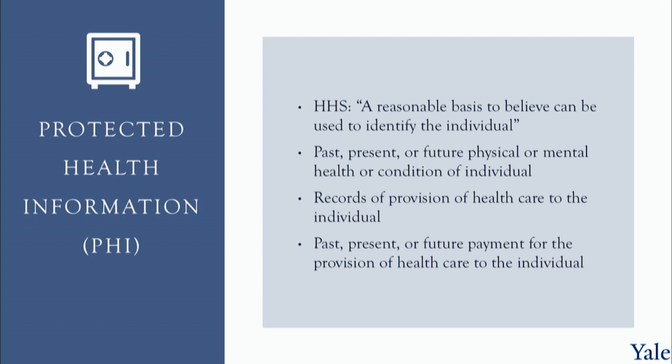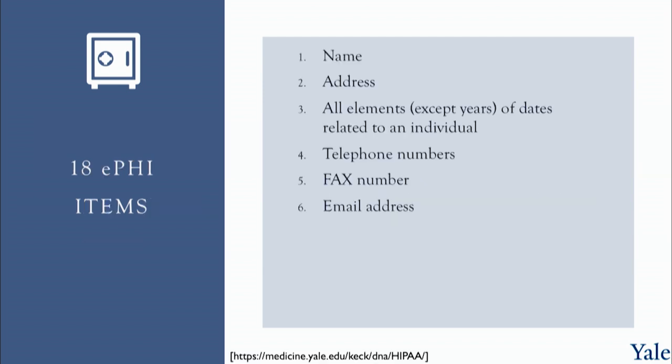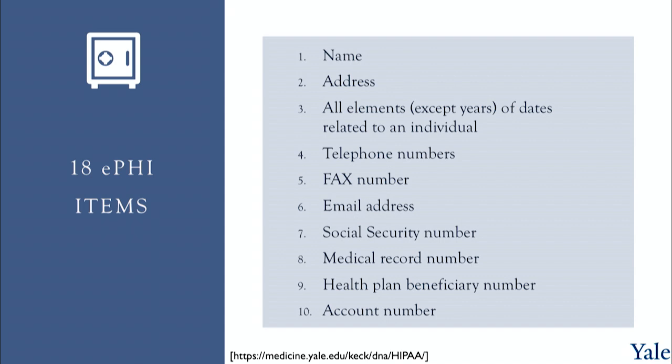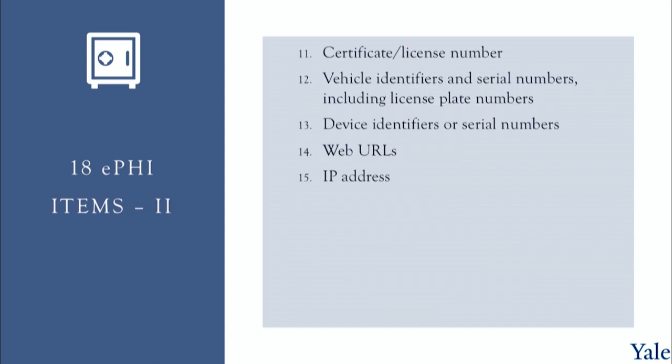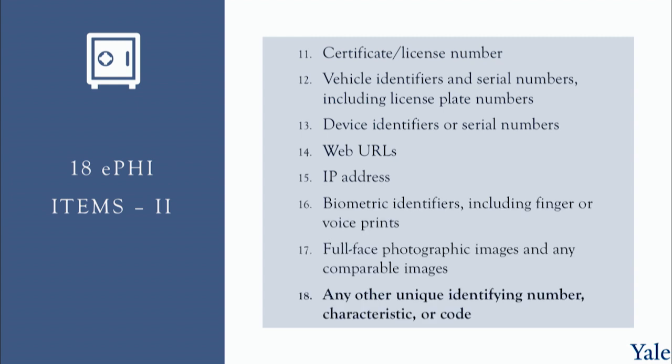When we think about ePHI, there's this usual list of 18. Here's a list that I got from the Keck Center at Yale. The name of the patient obviously identifies the patient, the address, all elements of the patient's dates, including years that relate to the individual, telephone numbers, fax numbers, email address, social security number, medical record number, health plan beneficiary number, account numbers, and even other things such as certificate and license numbers, vehicle identifiers, device identifiers, web URLs, IP addresses, biometric identifiers, including finger or voice prints, full face photographic images, obviously, and any other, and this is the catch-all, unique identifying number, characteristic, or code.